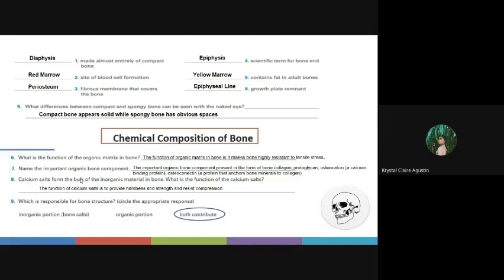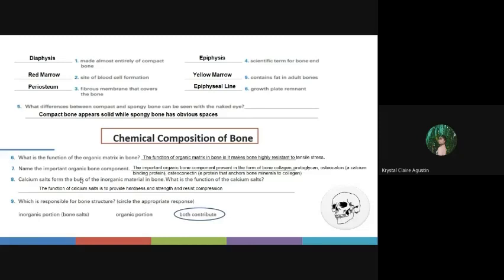Number 3, fibrous membrane that covers the bone. It is the periosteum. Number 4, the scientific term for bone end. It is epiphysis. Number 5, contains fat in adult bones. So it is the yellow marrow. And growth plate remnant, it is the epiphyseal line.